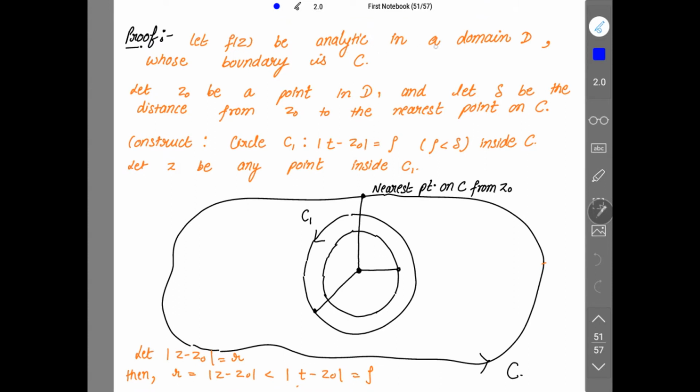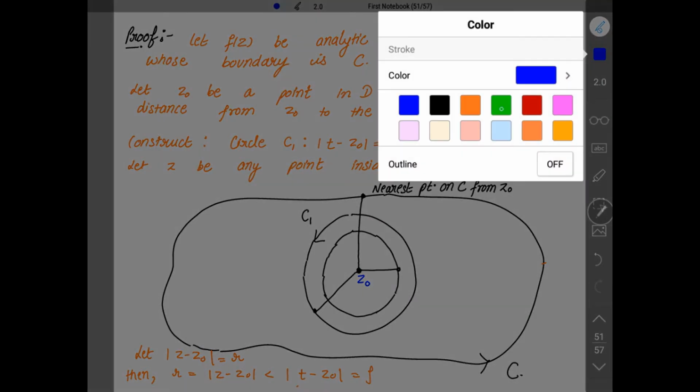Let f(z) be analytic in a domain D whose boundary is C. This black color boundary is drawn as your C. Let z0 be a point in D. Suppose I am having a point z0 in this domain D. And let delta be the distance from z0 to the nearest point on C. Suppose this point is taken as the nearest point on C, and the distance from z0 is taken to be delta. So this distance is delta.